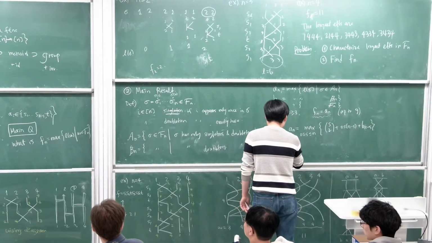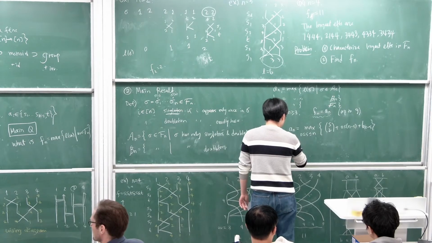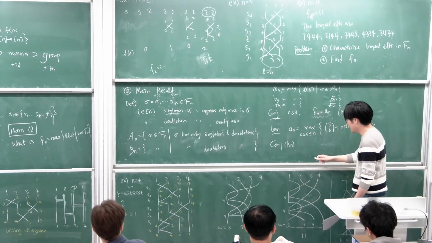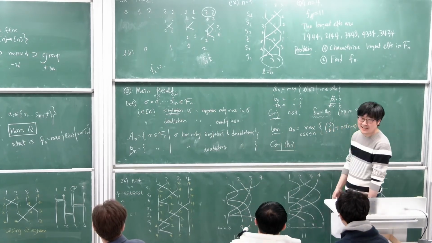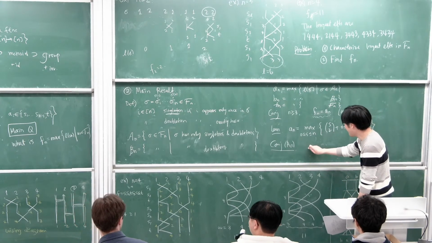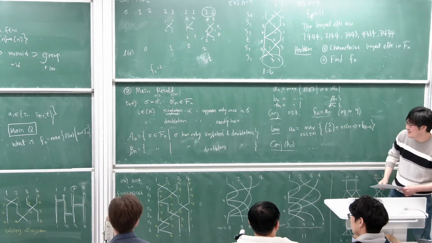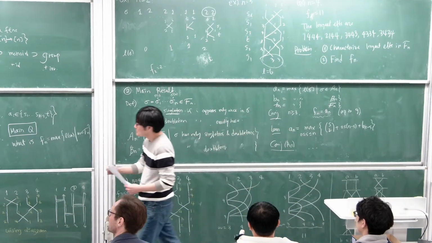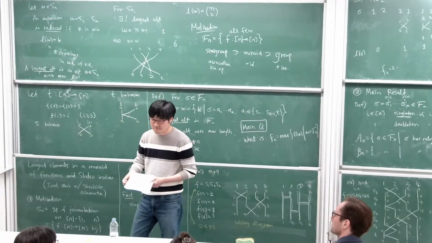n must be in A_n. Okay, I'm not going to write that down, but I think everyone understood. So there are many things that we don't know.